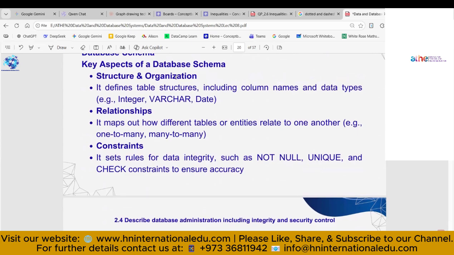First one is the structure and organization. A database schema defines table structures, including column names and data types, which we discussed: integer, varchar, date, all of that.